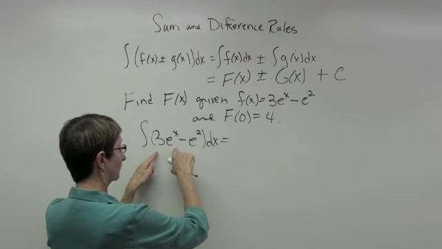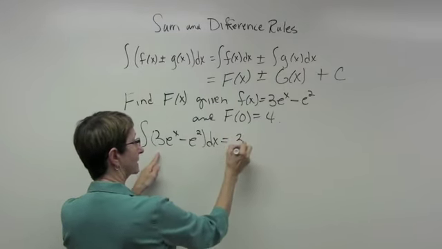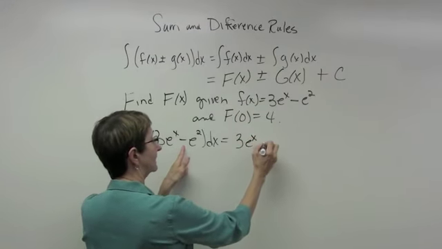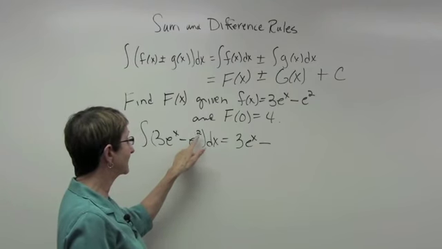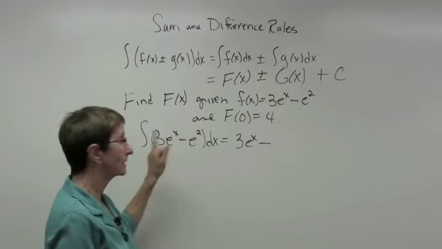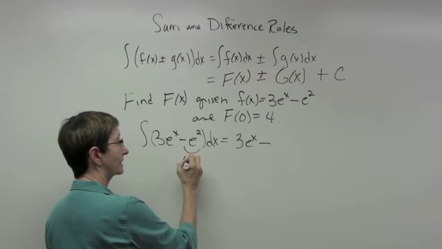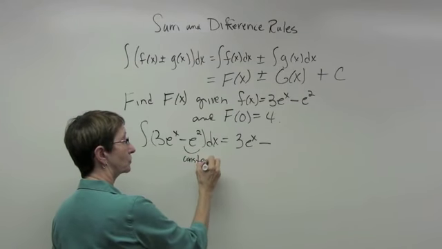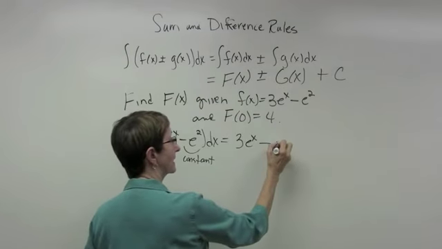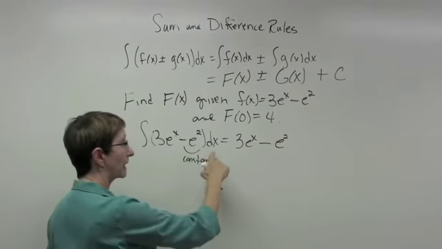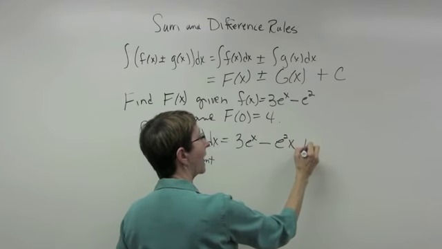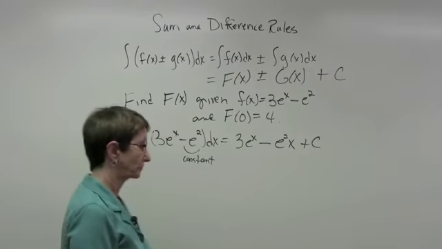So I look at just the first part here. 3 is a constant. Antiderivative of e to the x is e to the x. Minus e to the second is a constant. There's no x here, so that means this right here is some constant. The rule for the antiderivative of a constant is to take the constant and multiply it times the variable. Dx tells me the variable is x, and then I have plus c.